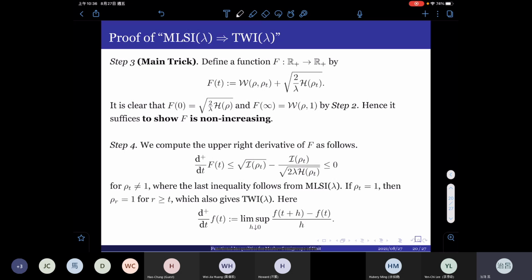They also define a function f, positive, from positive, by this non-negative. F(t) is W(rho_t) and square root 2 over lambda entropy of rho_t. And it's clear that at t equal to 0, we have the left term. And we know rho_0 is P_0, rho is rho. And when t goes to infinity, this term goes to 0, and this term goes to the metric W between rho and 1. And we notice this term and this term give the modified Talagrand inequality, right-hand side and left-hand side. So we just need to show f is a non-increasing function.